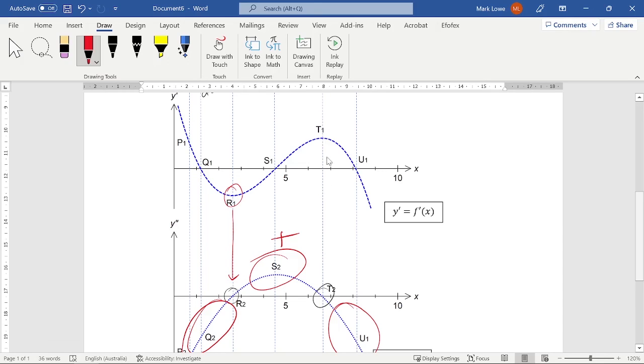Okay, and also that maximum turning point at t1 on our first derivative corresponds to a zero value of our second derivative. So it's the same. We just got to think second derivative is describing the gradient of the first derivative, just like the first derivative describes the gradient of our original function. Okay. So we don't really need to spend a lot of time on that, but there may be an odd question or two where we just need to keep that in mind.